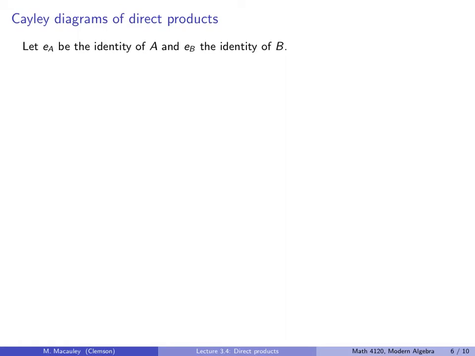So if we have two groups and we're taking the direct product, then each group has an identity element. And those identities are different, and they might look entirely different. One of them might be a 0 if it's under addition, and the other might be a 1 if it's, say, under multiplication. So let's denote these two identities by EA and EB.